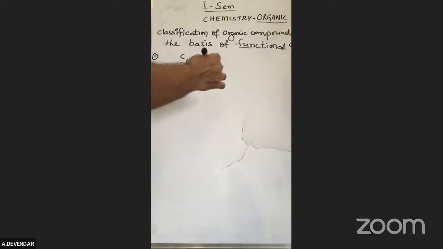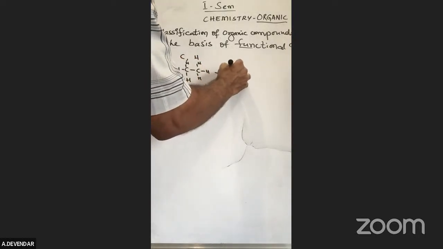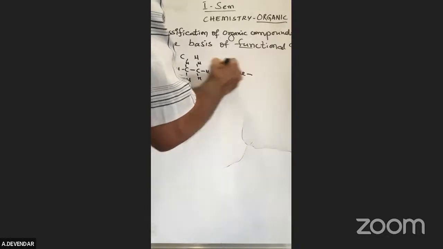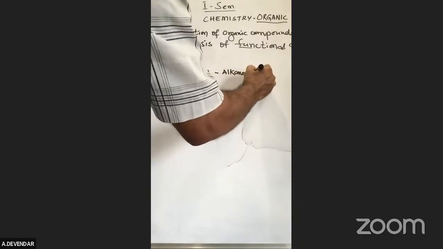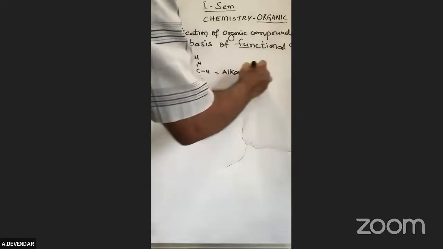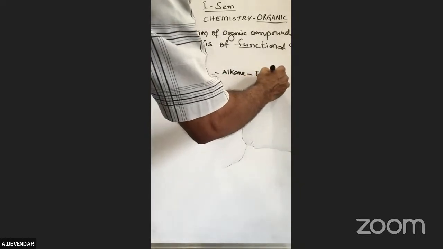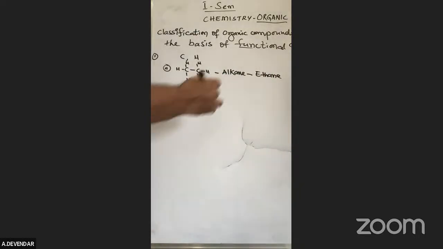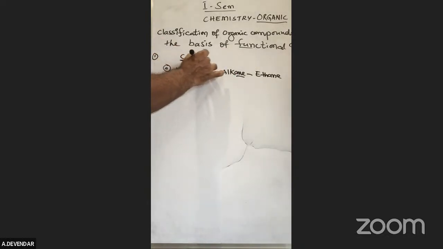It is nothing but alkane, saturated compounds. And this is an example of what? C2H6 is ethane. Ethane is the structure. Here only carbon and hydrogen are present.